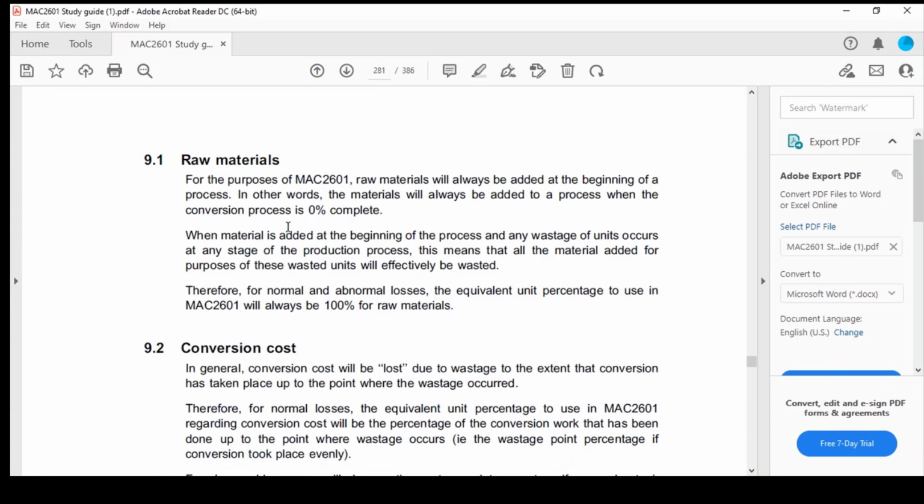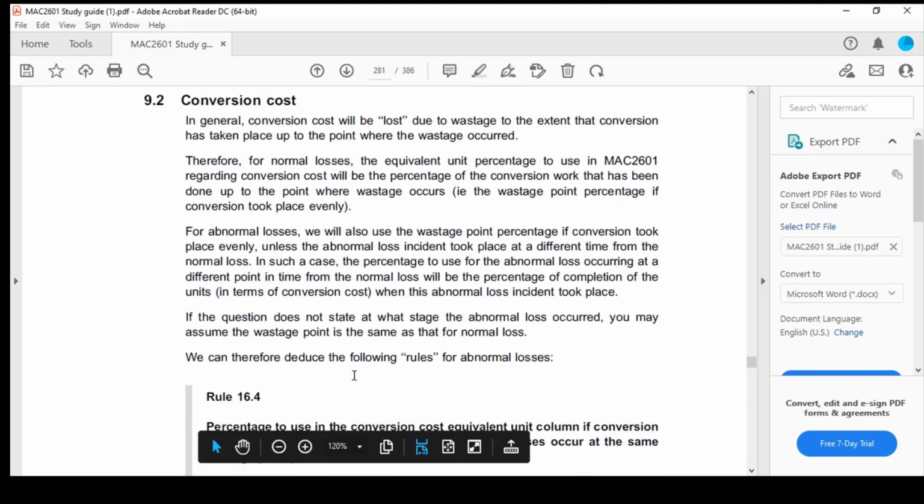For the purpose of this course, raw materials will always be added at the beginning. In other words, your material will be added at the process where conversion is present. We've spoken about that before. When material is added at the beginning of the process and any wastage point occurs at any stage of the process, this means that all the material you added for the wasted units will effectively be wasted. So for your normal loss and your abnormal loss, the equivalent unit percentage is always going to be 100% for raw materials. There's two more rules.